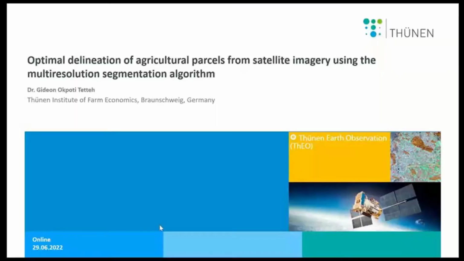Over the past few years, I worked on my PhD, where I focused on the optimal delineation of agricultural parcels from satellite imagery using the multi-resolution segmentation algorithm. So today I'm going to present what I did in the PhD. My name is Gideon Tetteh, and I'm working for the Thünen Institut of Farm Economics, here in Braunschweig, Germany.